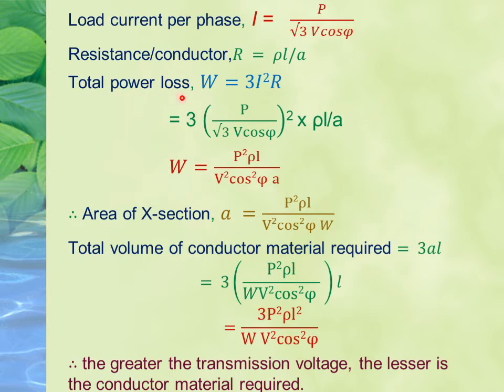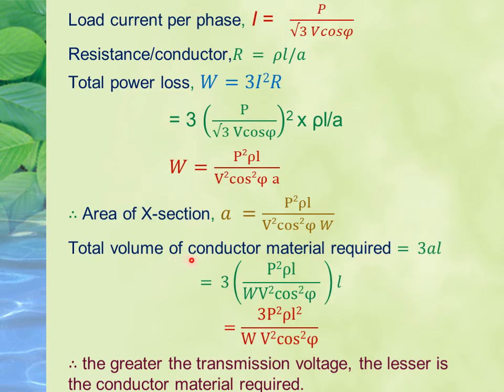The power loss equation will be given as I square R, and for a three-phase system we have to include the term 3. When you substitute the value for I and R, your power loss expression will be reduced like this. From this expression, we can write the area of cross section as A equal to P square rho L divided by V square cos square phi into W.